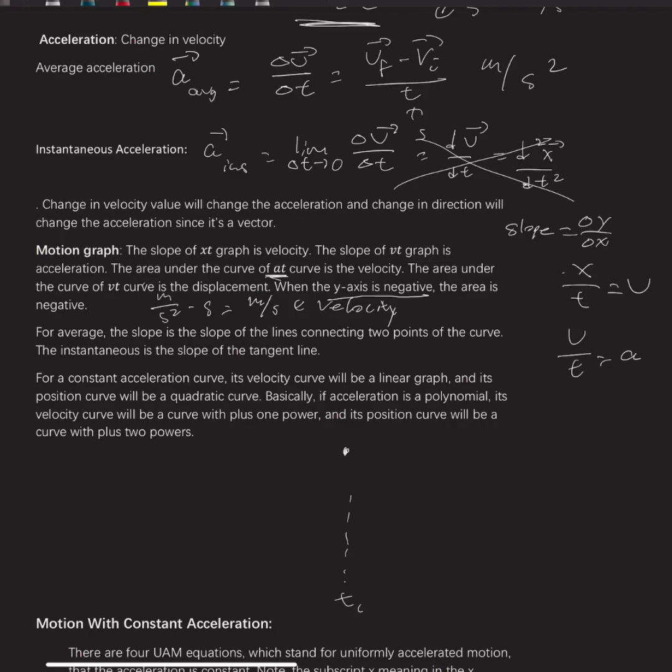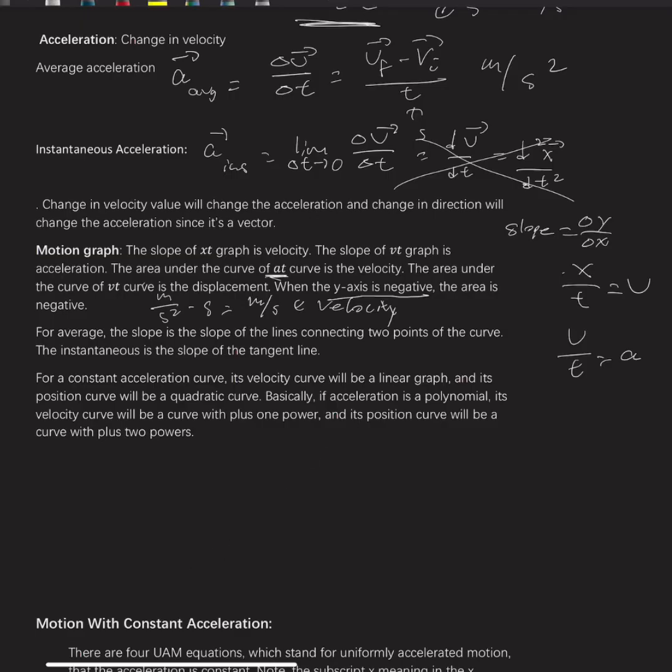And for the instantaneous velocity, you are finding the slope of a tangent line. Basically, a tangent line is a line that only touches the curve. So it's the slope at a point. It's the value of the derivative.